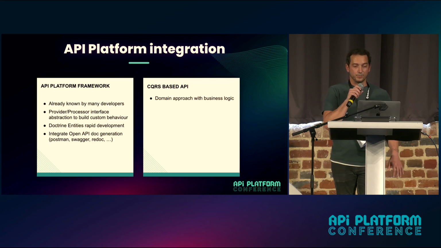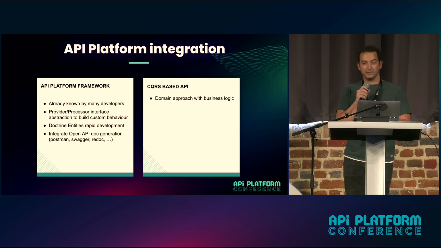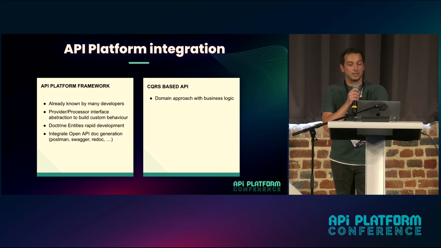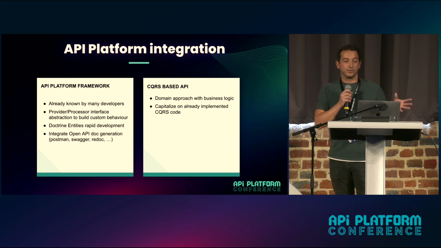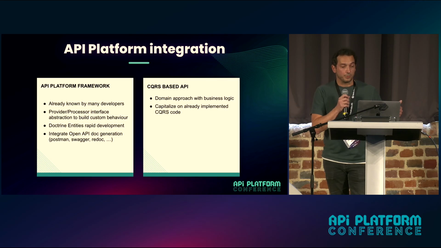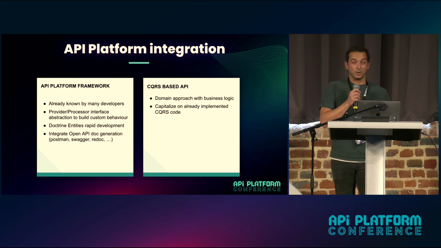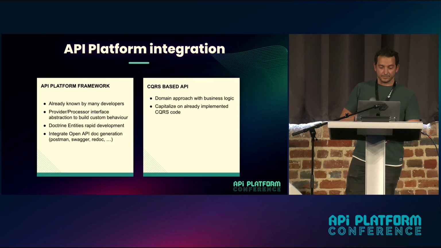As I said, we wanted the API to be based on CQRS because that's the architecture we chose over the years. It gives a more business logic and domain approach to the API, which will be better than the old CRUD approach. And we can capitalize on all the CQRS code that we already have implemented, which represents around 80% of our features today. So it means 80% of the PrestaShop features will be available through those CQRS code.